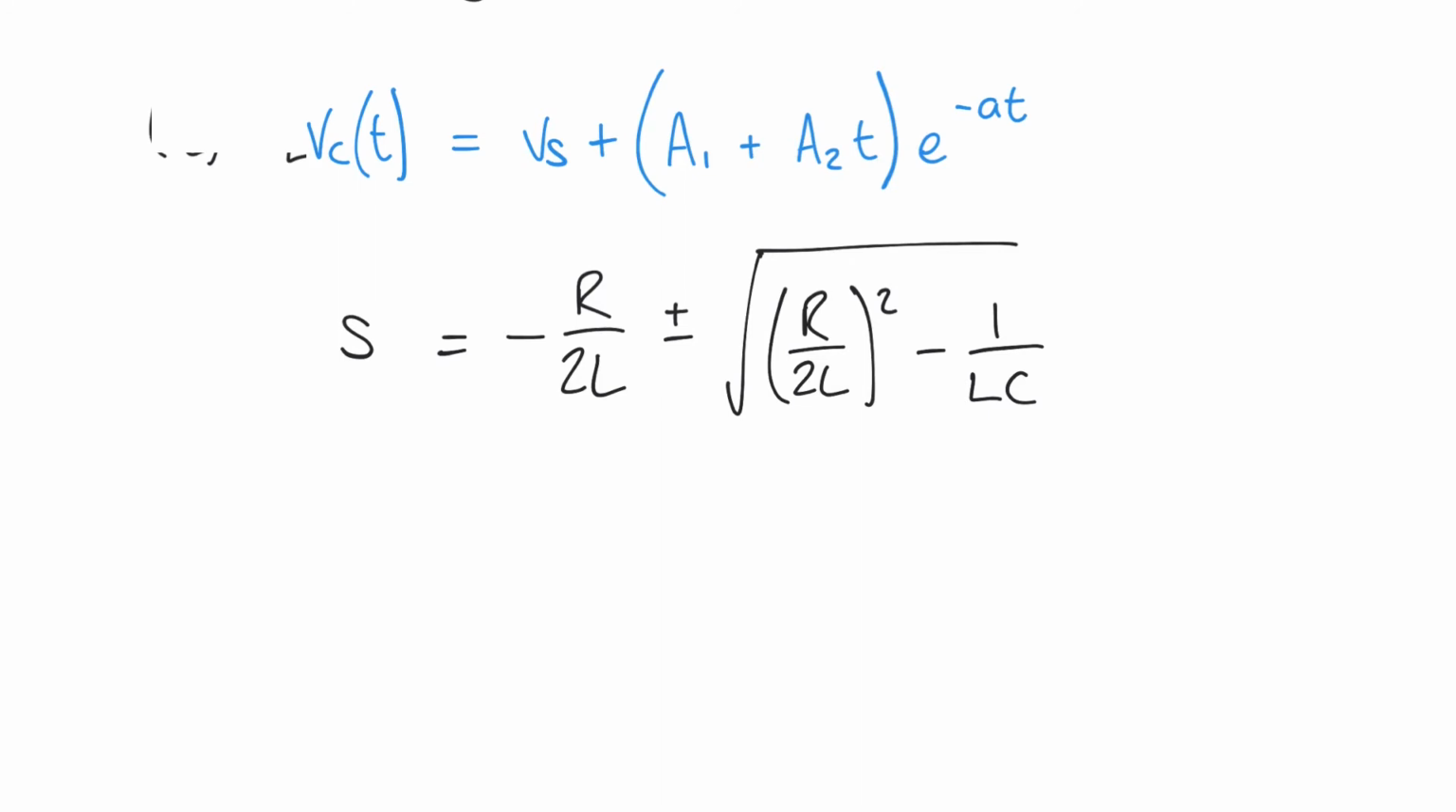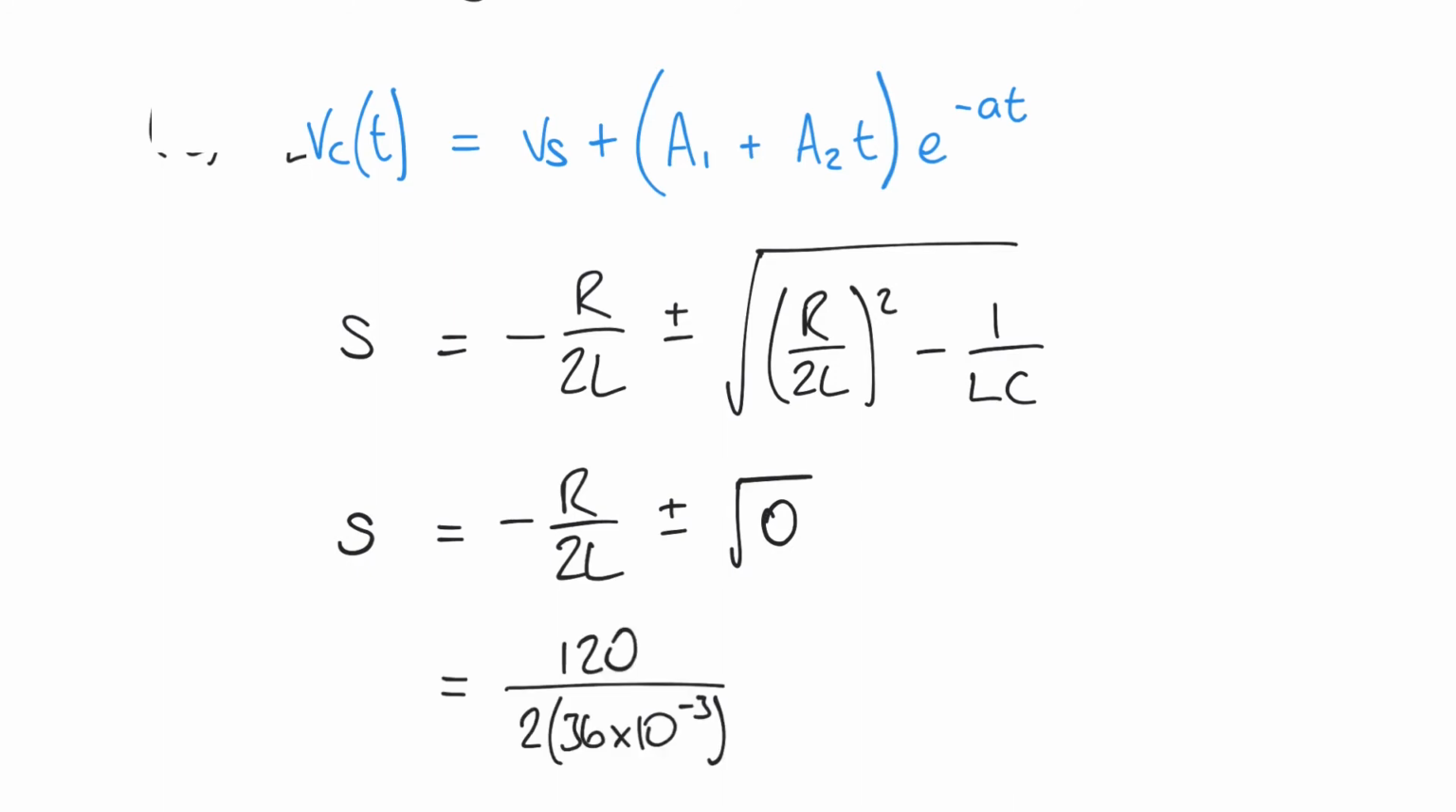Remember not to waste your time. We've already calculated the value of this discriminant as 0. So straight away, the square root of 0 is 0. We can get rid of that. We're just left here with minus r over 2l. And putting our values in, we have something that looks like this.